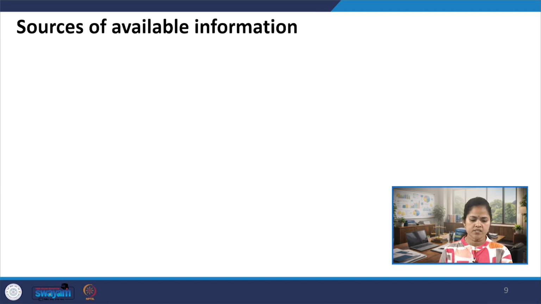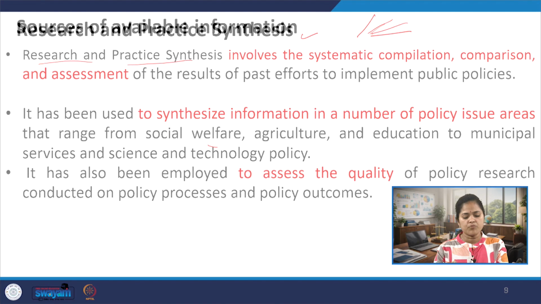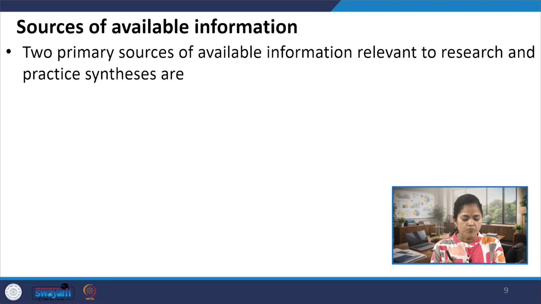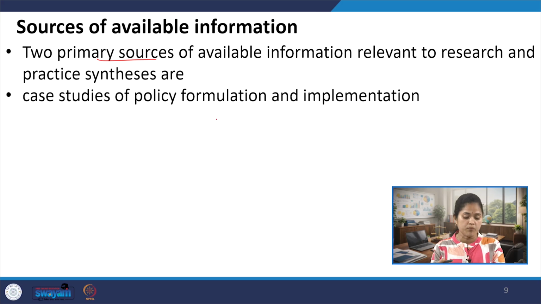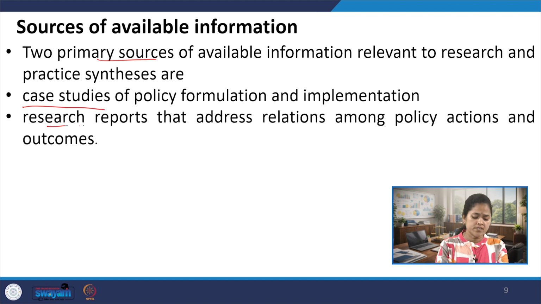Based on this understanding, now we can focus on the different sources of available information for this research and practice synthesis. Basically, we can identify two primary sources where we can get information relevant to our research and practice synthesis. So which are these two primary sources? The first one is case studies, and the second one is research reports.